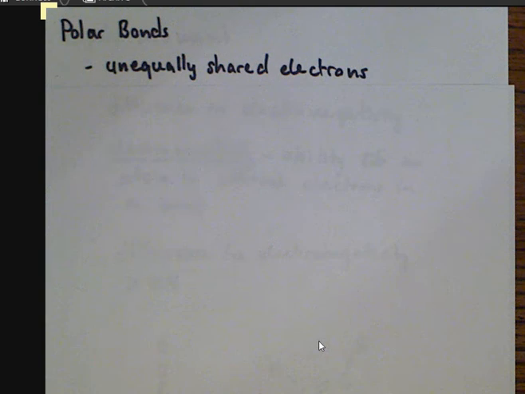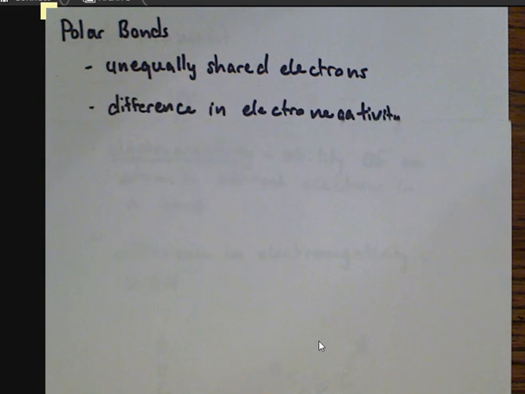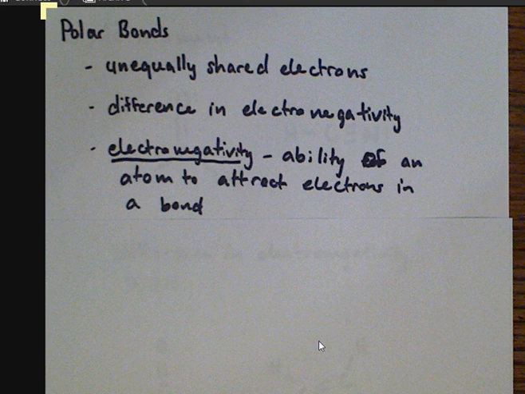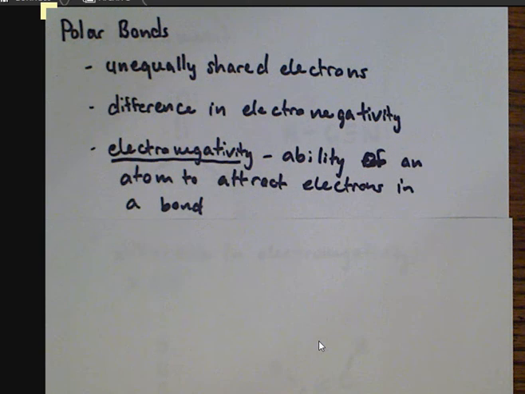Well, what determines how strong a particular atom is? It's the electronegativity. Essentially, electronegativity is the ability of an atom to attract bonded electrons. Some atoms have a larger nucleus, they've got more protons, they've got less nuclear shielding, and so they are better able to attract electrons than other nuclei.